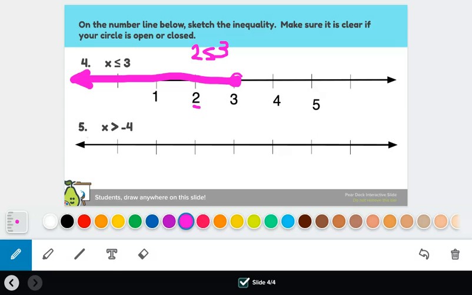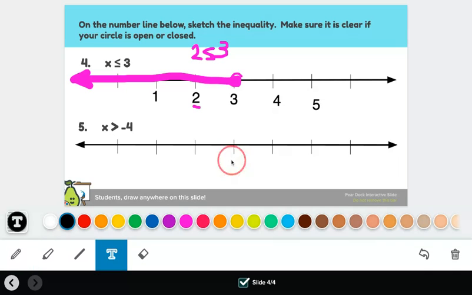On problem number 5, it's x is greater than -4. Again, I'm going to plot my -4 right there in the middle. If you think about what is 1 greater than that, that would be -3, and then greater than that would be -2. We're getting towards 0 over on the right here. And then to the left over here, this would be -5, and over here would be -6. But our -4 there is our central number of interest.